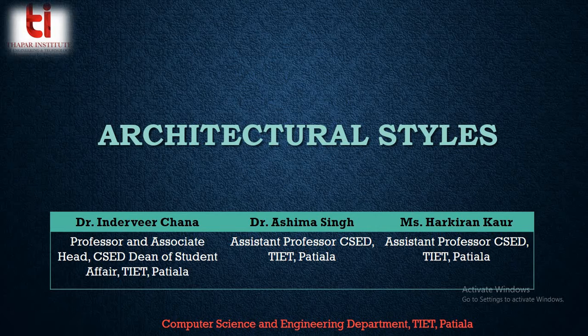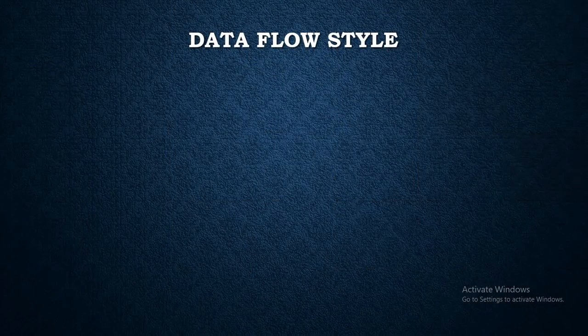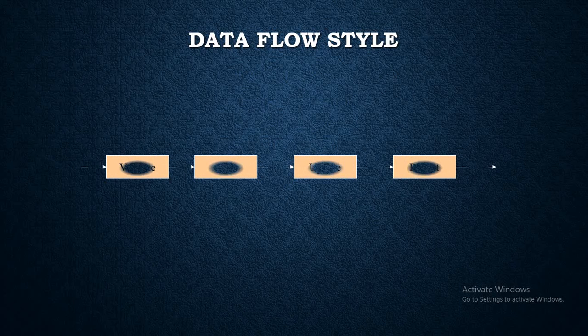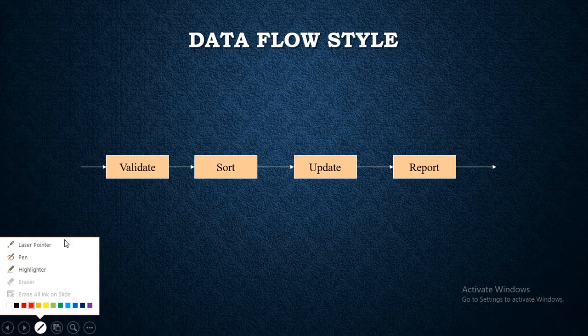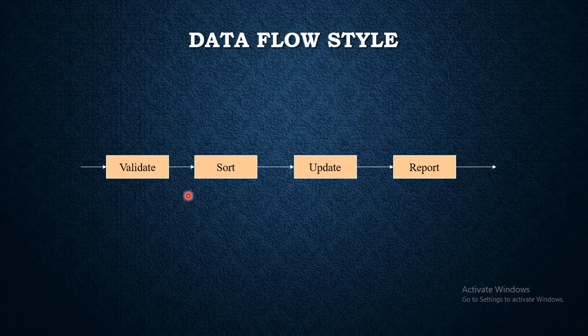In this session, you will learn about the architectural styles for software application. Let's start with the very first type of architectural style, data flow style. Data flow style is characterized by viewing the system as a series of transformations on successive pieces of input data. Data enters the system and then flows through the components one at a time until they are assigned to output or a data store.